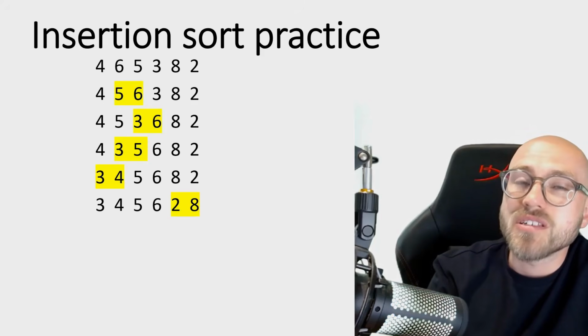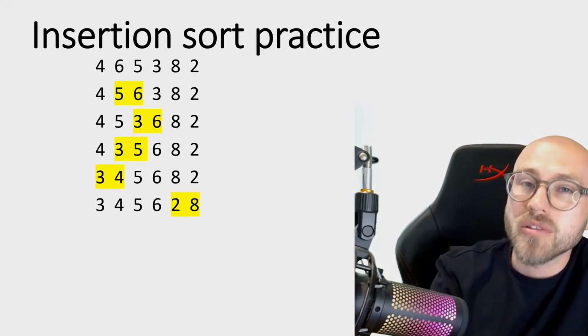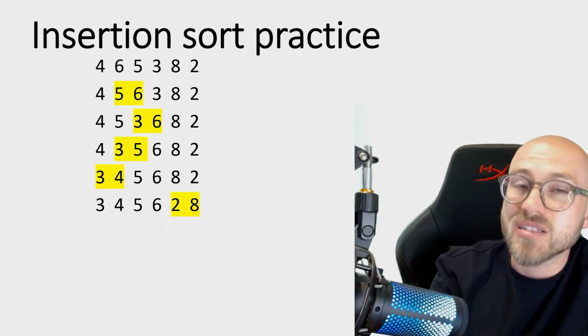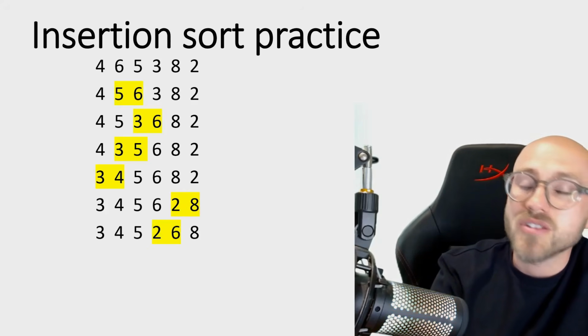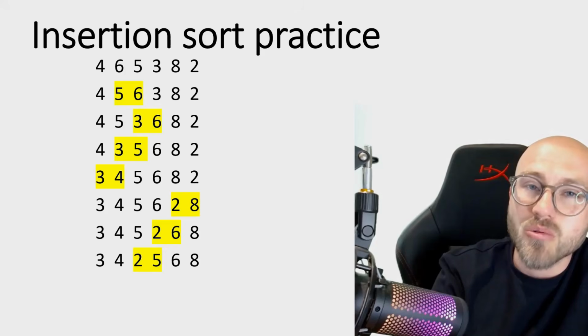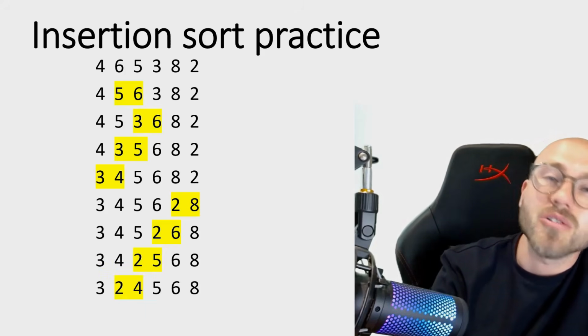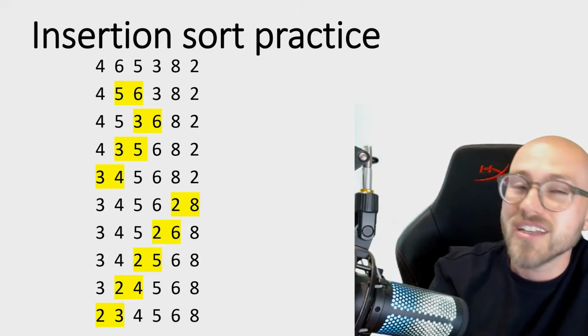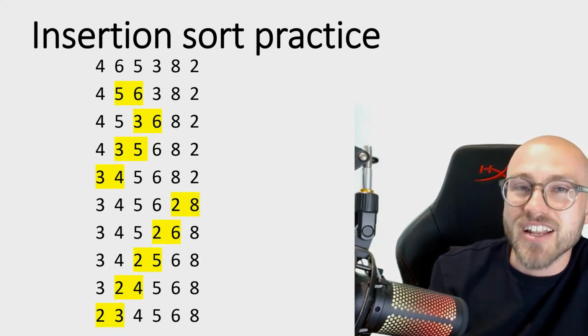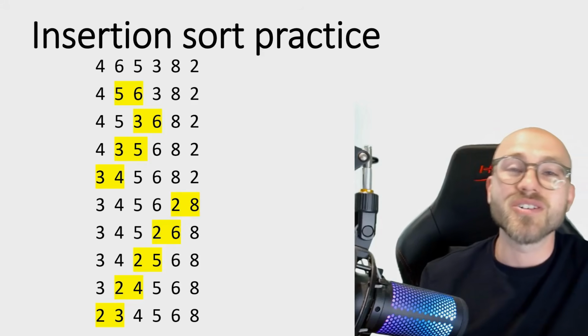So we looked at our next piece of data, which was the 2. It's going to swap with the 8. We compare it to the 6. It's smaller than it, so it's going to swap. The 2 is smaller than 5, so it will swap. The 2 is smaller than 4, so it will swap. The 2 is smaller than 3, so it will swap. Nearly ran out of space on my slide, but that is our sorted data.